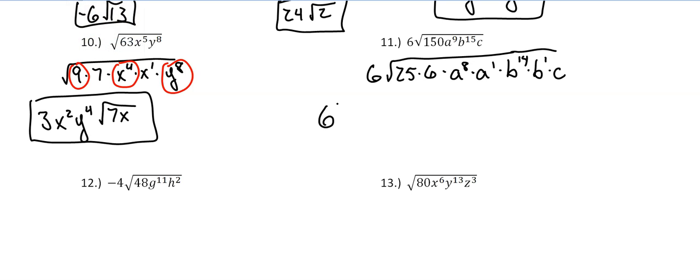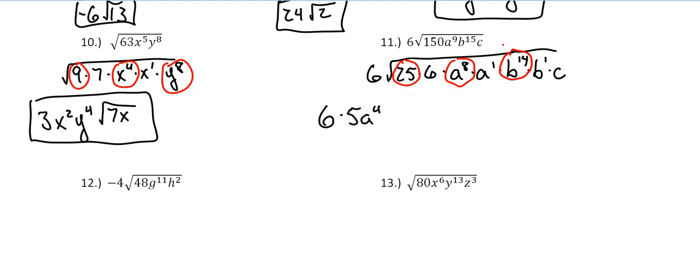This 6 is still on the outside. That doesn't change. But now I start taking the square root. The square root of 25 is a 5, so I write that on the outside. Next, I take the square root of a to the 8th. That's a to the 4th. Remember, I divide the exponent by 2.